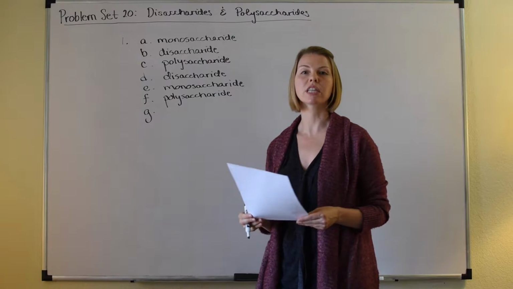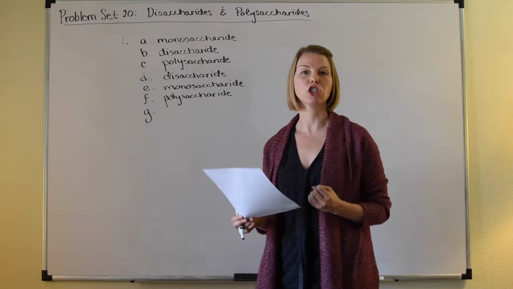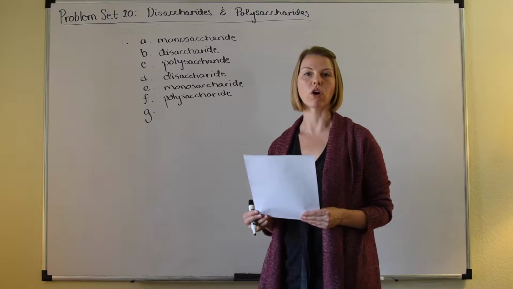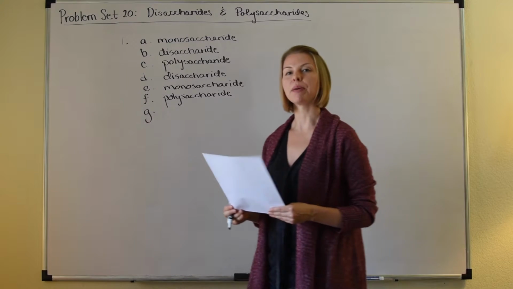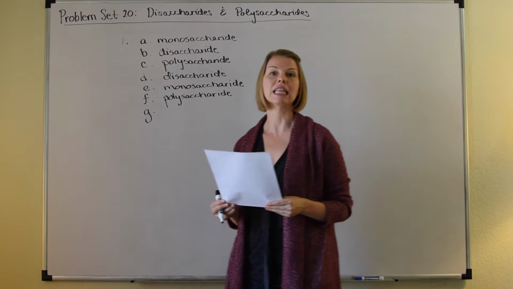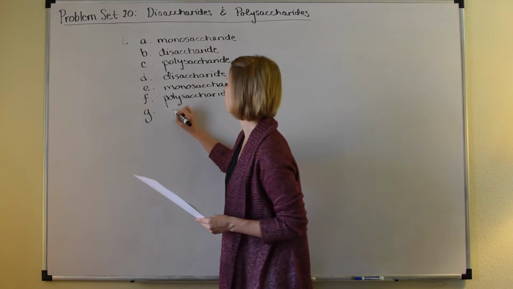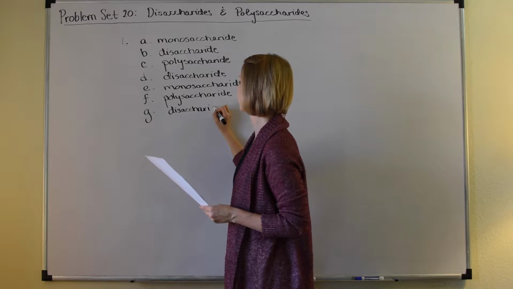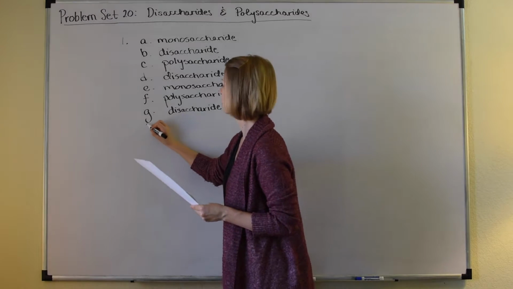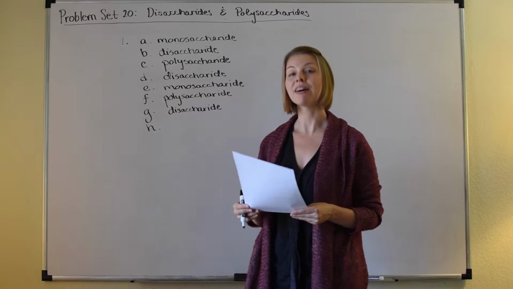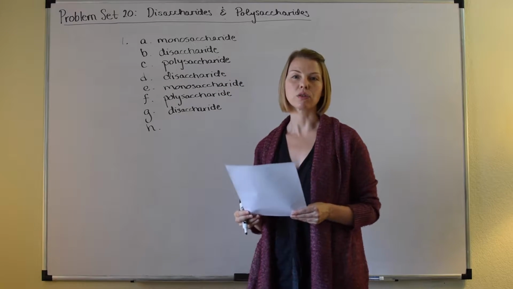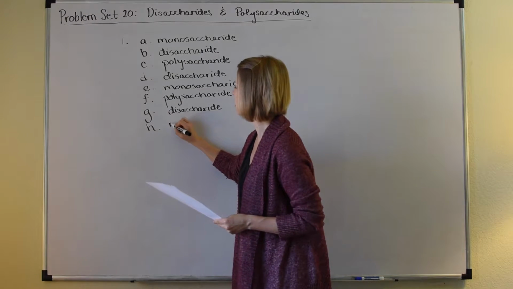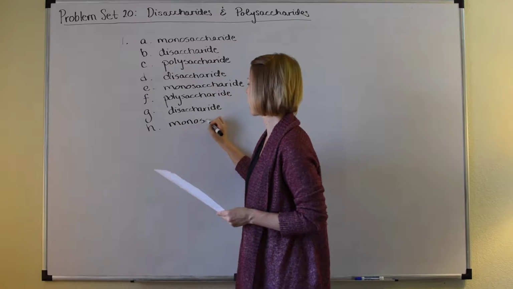Lactose is composed of D-galactose connected to D-glucose, and remember that they're connected by a beta-1,4 glycosidic bond. And because it's composed of two monosaccharides, lactose is a disaccharide. And last but not least, we have galactose. Galactose is one of the monosaccharides found in lactose. So galactose is a monosaccharide.